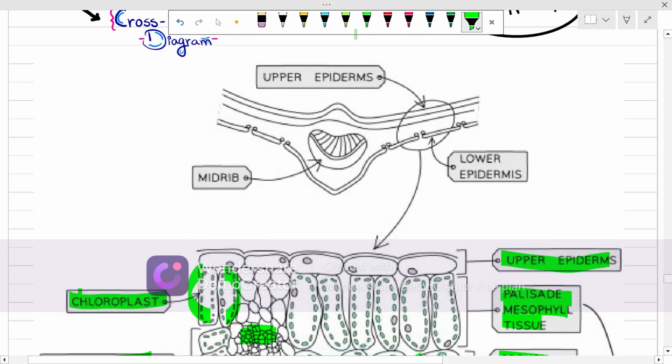Cross-section of this area. This is the lower epidermis. This is the midrib, and this is the upper epidermis. The midrib is the section separating the upper epidermis from the lower epidermis.